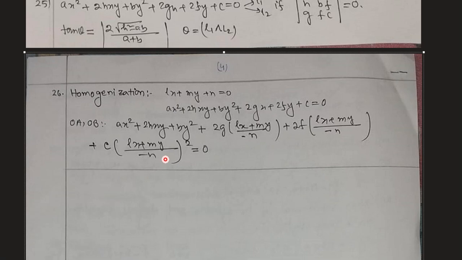So if the curve is given and the line Lx plus My plus n intersects the curve at two points, and you join the origin with those points OA and OB and want to calculate the joint equation of the lines OA and OB, then this is the only way. Ax square plus by square plus 2hxy, then 2gx multiplied by Lx plus My by minus n, 2fy multiplied by Lx plus My by minus n, and the constant c multiplied by Lx plus My by minus n whole square, because you know that Lx plus My by minus n is nothing but 1. Multiplying any term by 1 causes no change. In this way we complete the formula part of the quadratic equation.